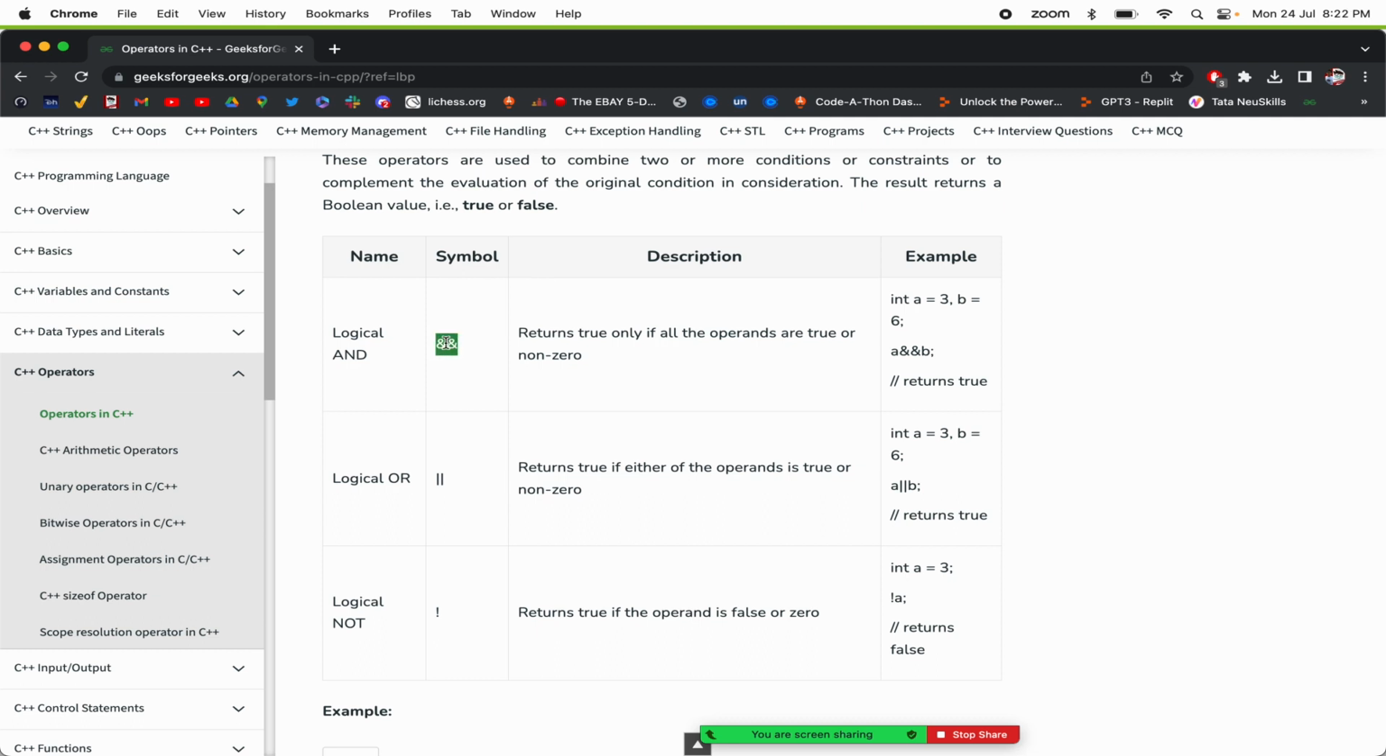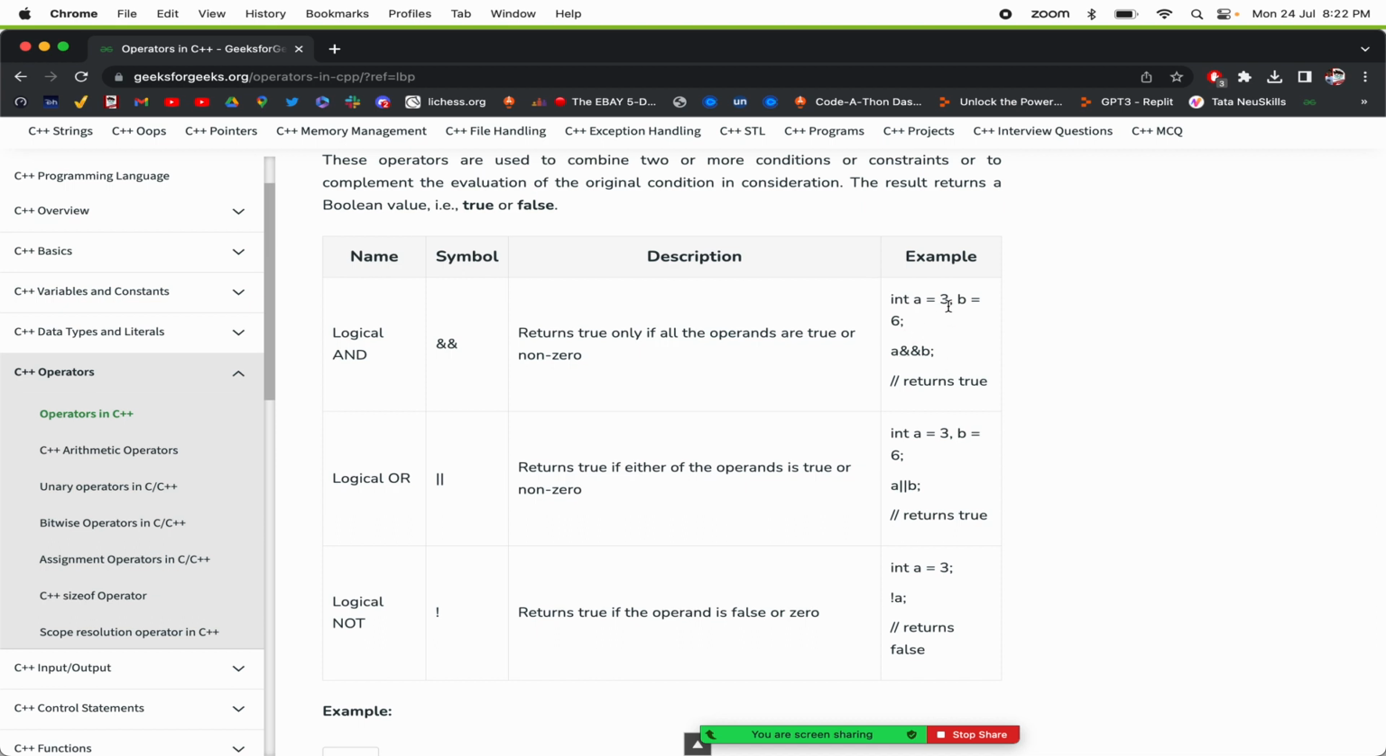For example, we have the symbol and. When we write two ampersands, this is logical and. It will return true only if all the operands are true or non-zero. If all of the operands on the left hand side and right hand side are true, then we are going to get true. So we are saying a equals to 3, b equals to 6, and we are saying a and b. Both of these are true values, since a has a value, b has a value, and these are non-zero. So a and b will return us true.